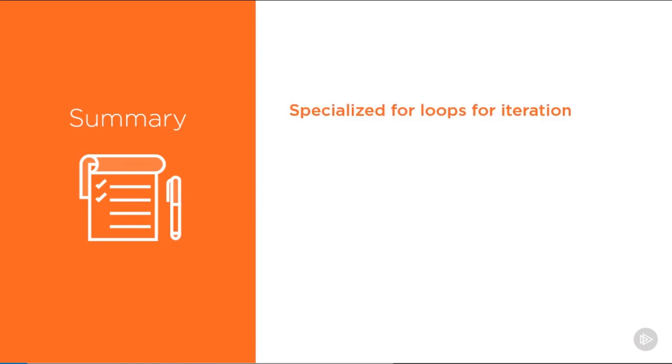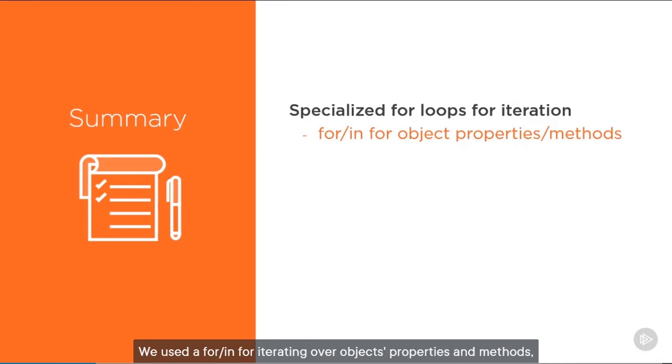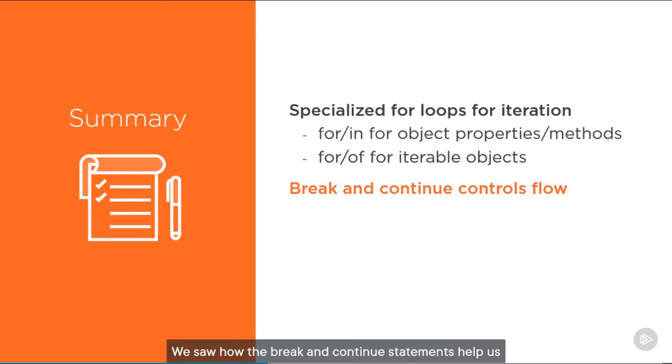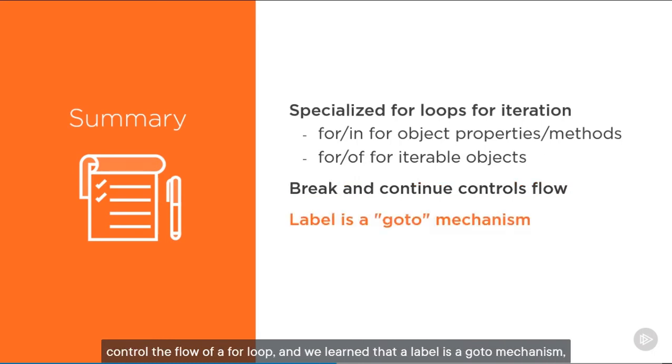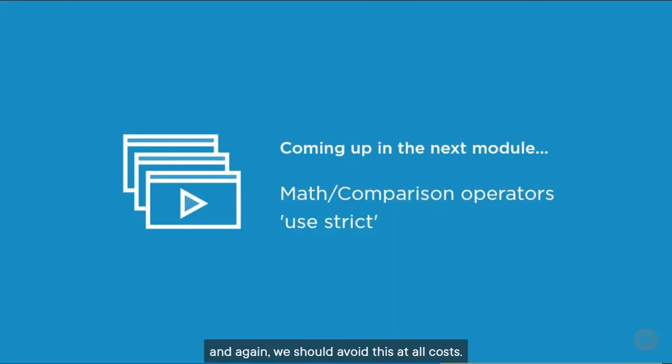In this module, we took a look at some specialized for loops for iteration. We used a for in for iterating over objects' properties and methods, and we used for of for any other iterable object such as arrays or strings. We saw how the break and continue statements help us control the flow of a for loop, and we learned that a label is a goto mechanism, and again we should avoid this at all costs.